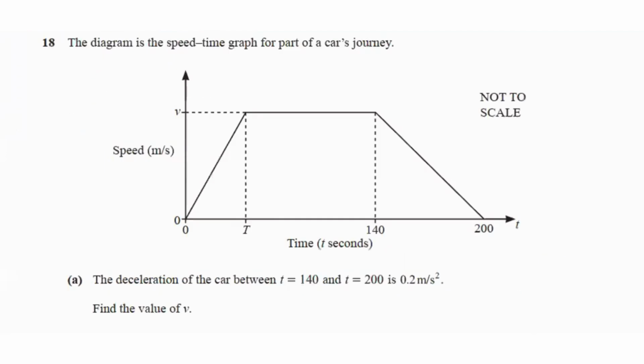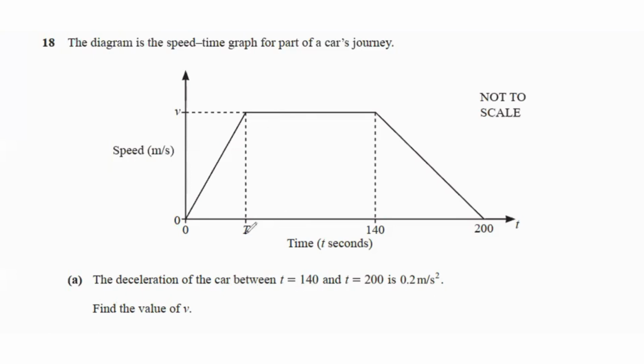Question 18 says the diagram is the speed time graph for part of a car's journey. The deceleration of the car between t equals 140 and t equals 200 is 0.2 meters per second squared. Find the value of v.